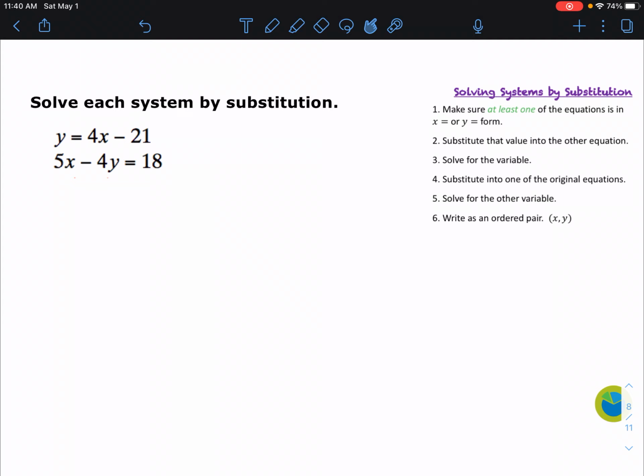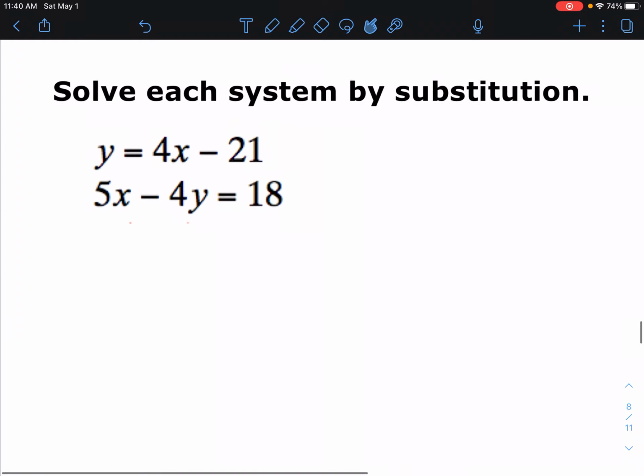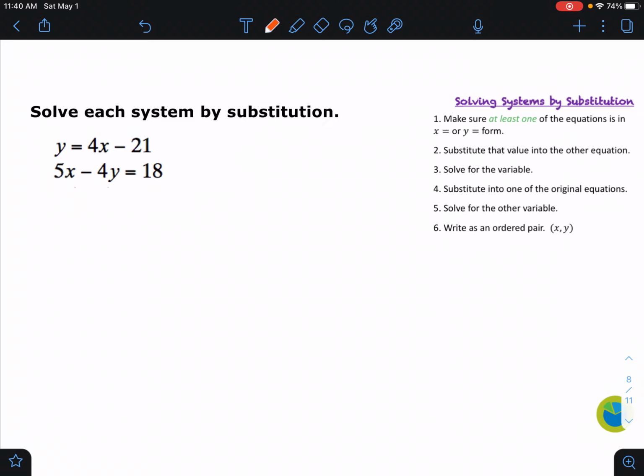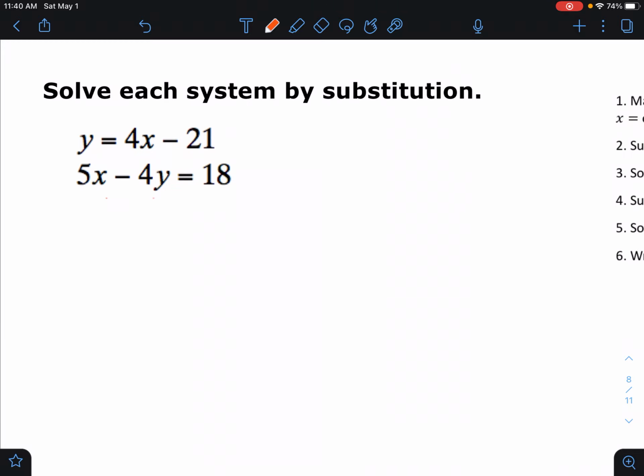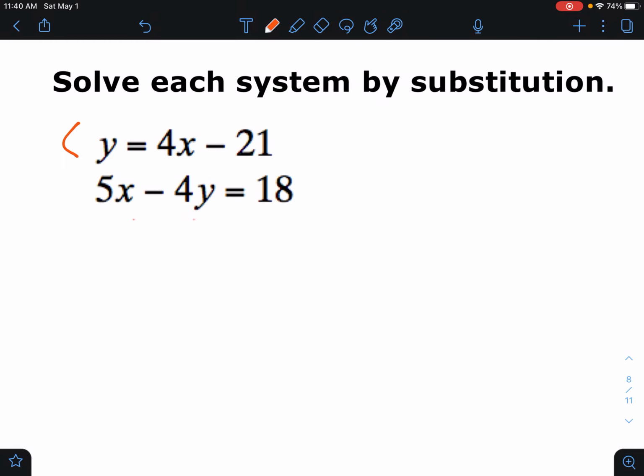So here, step 1 says make sure at least one of the equations is in x equals or y equals form. Well, notice my first equation here says y equals 4x minus 21. So I have that already. Good. Step 2 says to substitute that value into the other equation. So this is where we're using substitution.